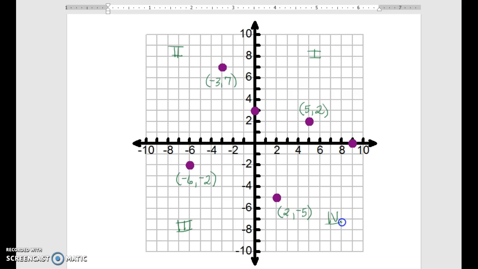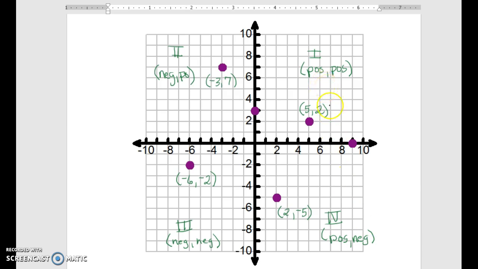And then the other thing: all the points in the first quadrant are positive values. Those in the second quadrant are negative, positive values. In the third quadrant, we have negative values. And finally, in the fourth quadrant, we have positive, negative values.